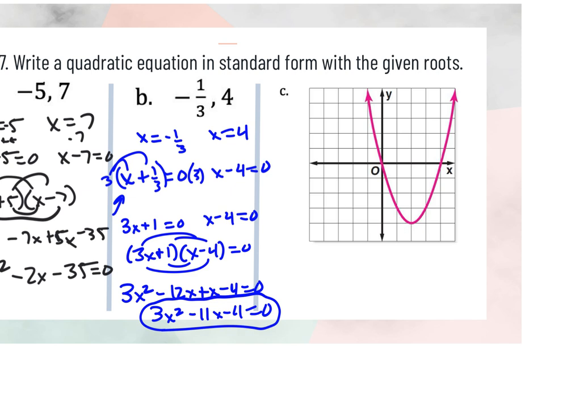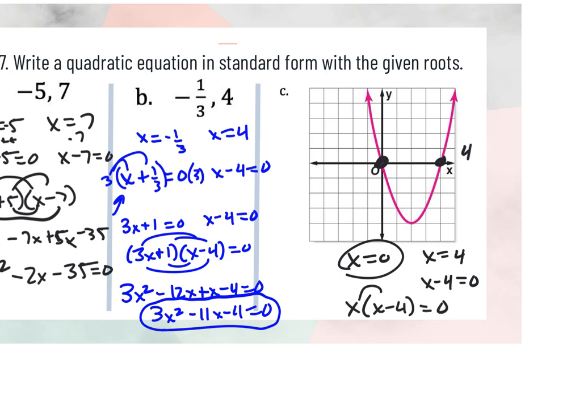And the last one, pulling it straight off the graph. This is 0, this is positive 4. So I've got x equals 0, and I've got x equals 4. So I've got x minus 4 equals 0. I'm still keeping that. So I'm going to take x times x minus 4, and I'm just going to distribute it. X squared minus 4x. There's my quadratic. That's what I'm looking for.